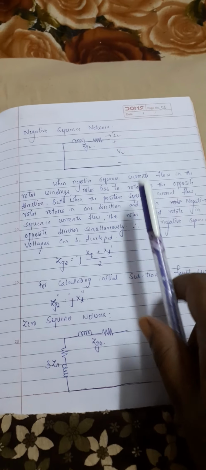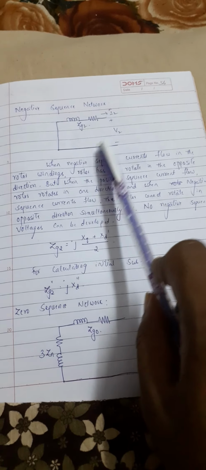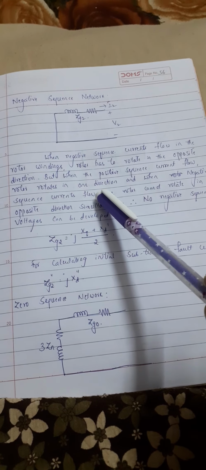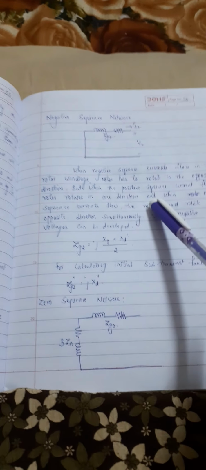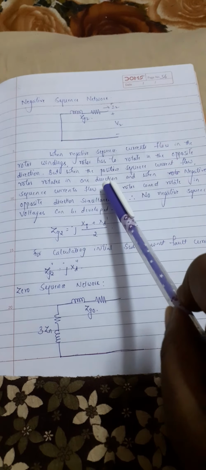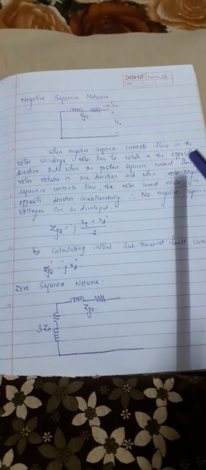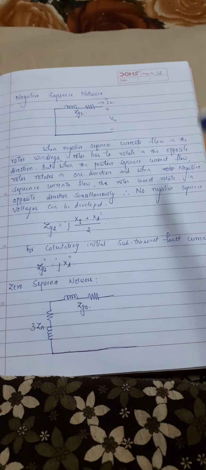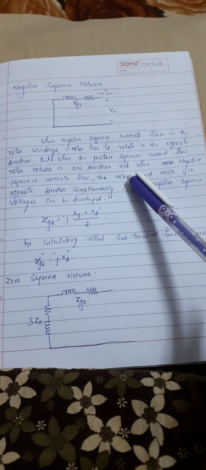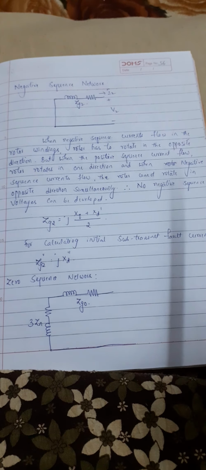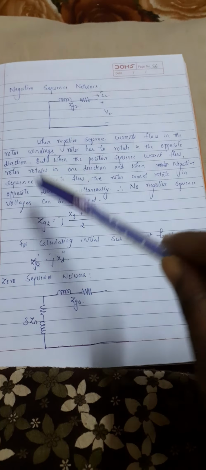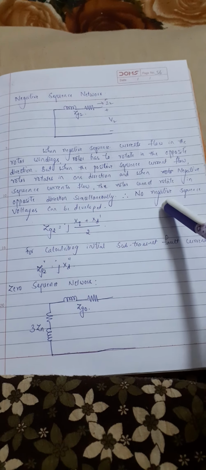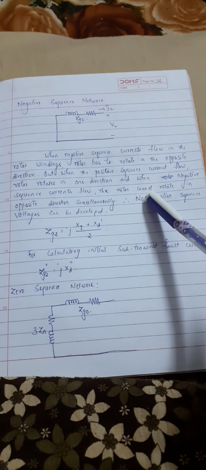Now coming to the negative sequence current. See, in negative sequence current also, the negative sequence current flows through all the three windings, and the voltages will be developed in the three windings. But the problem here is, when the positive sequence currents are flowing, the rotor rotates in one direction. But when the negative sequence currents are flowing in the windings, the rotor has to rotate in the opposite direction, which must happen simultaneously. So this cannot happen in a generator. So the negative sequence voltages cannot be considered here.